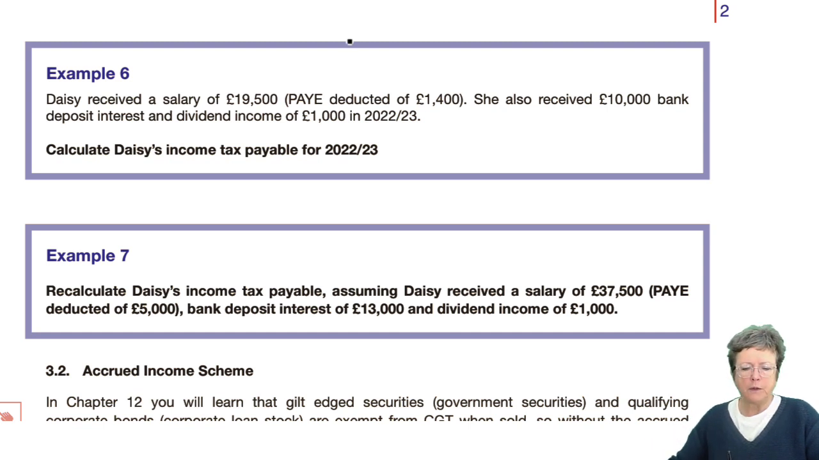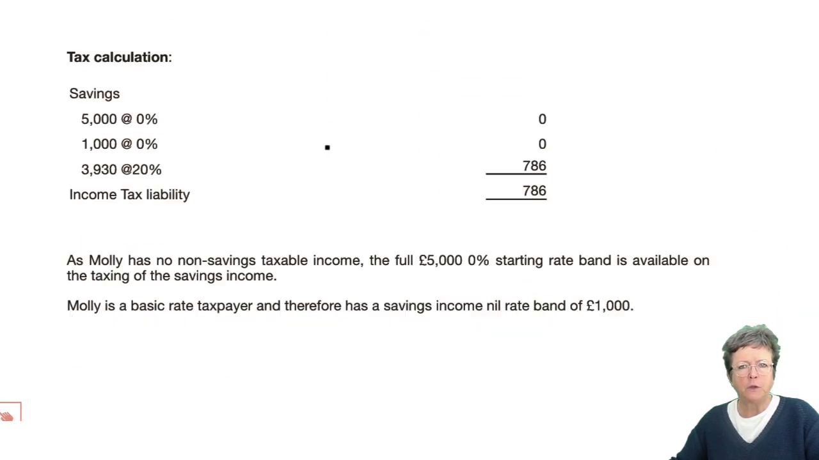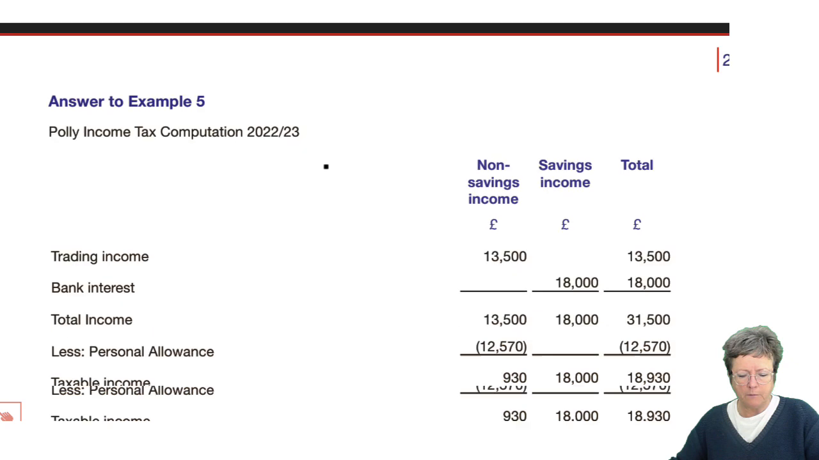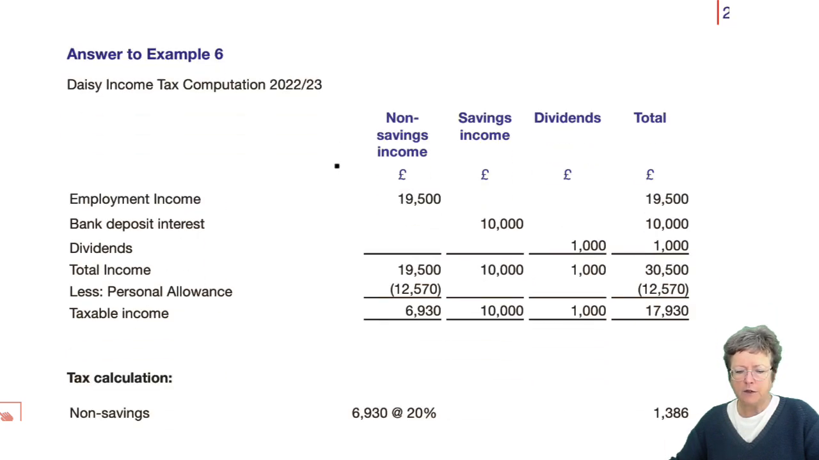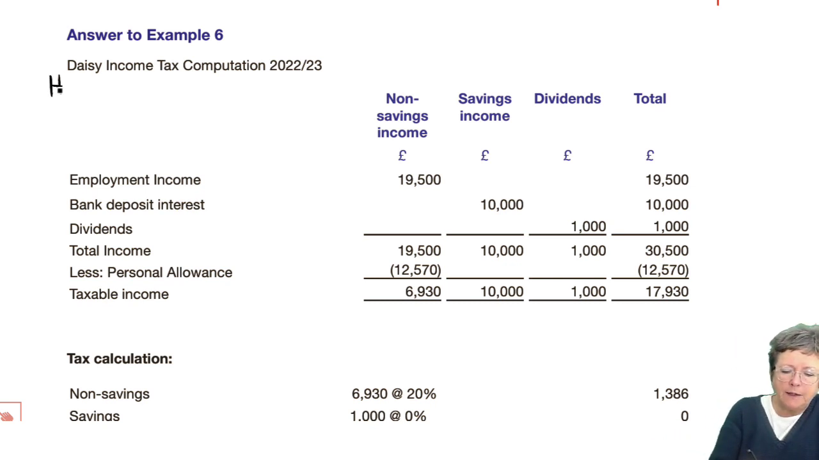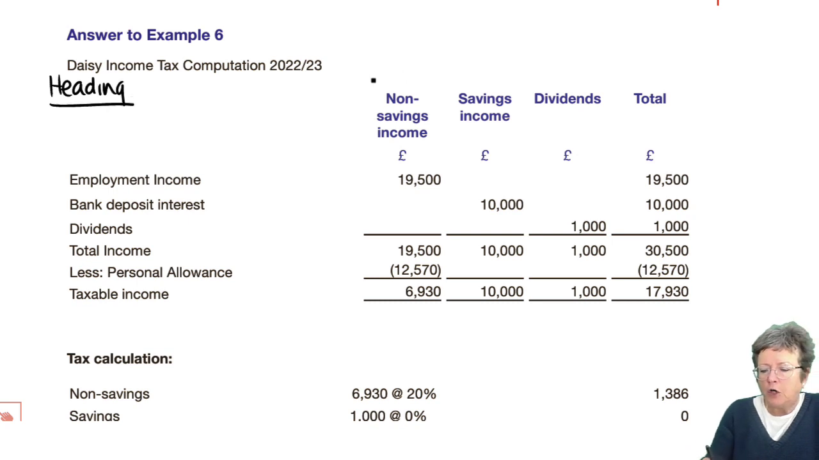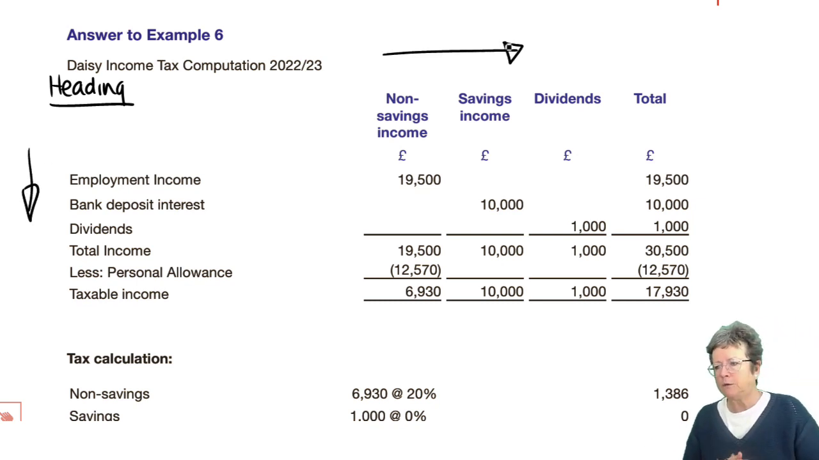Okay, so I'm going to show you the answer and talk you through the answer rather than write it out this time. Sometimes it's easier to write it out, and sometimes it's better to show it to you so that you can see it clearly. And obviously you'll find these at the back. Again, make sure you put a heading in. Columns across the top, pro forma down the side. Nice, neat, well labelled.